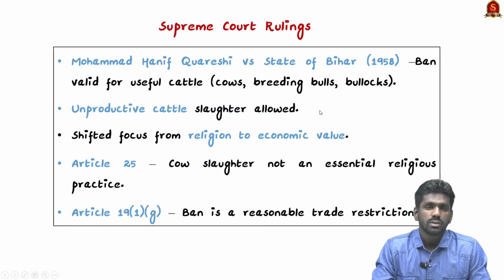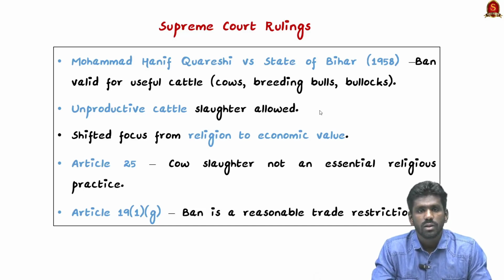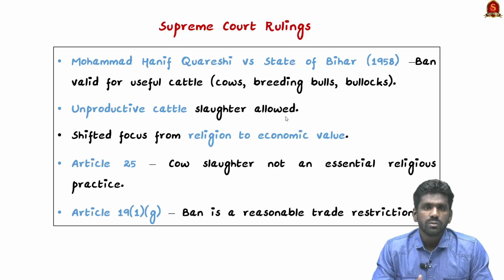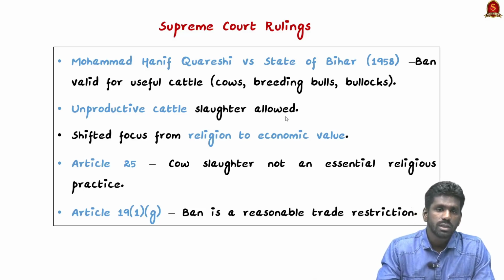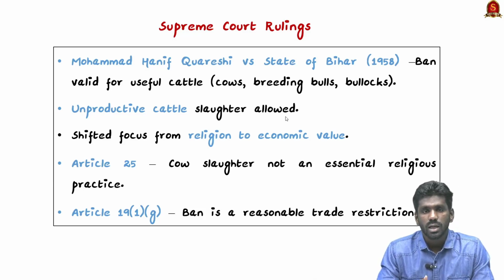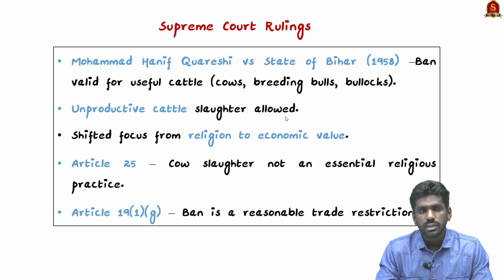Now let us see the Supreme Court rulings on cow slaughter. In the landmark case of Muhammad Hanif Qureshi vs. State of Bihar, the Supreme Court observed that the slaughter of useful cattle like breeding bulls and working bullocks can be banned. It means the court upheld the ban on the slaughter of useful cattle, and the court also said that it was a reasonable restriction for agricultural and economic reasons. So in this case, the court upheld the cow slaughter ban.